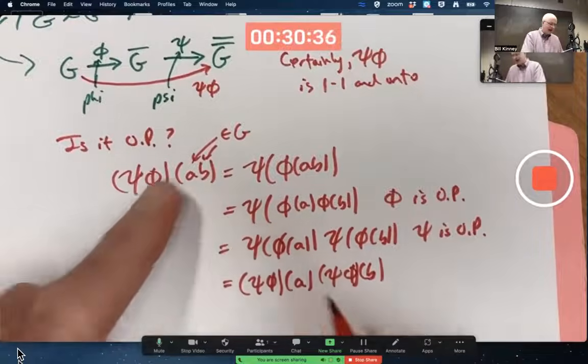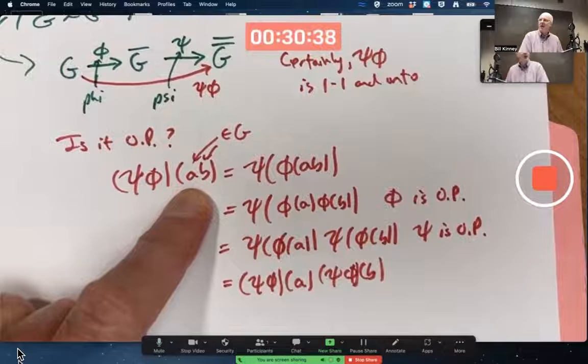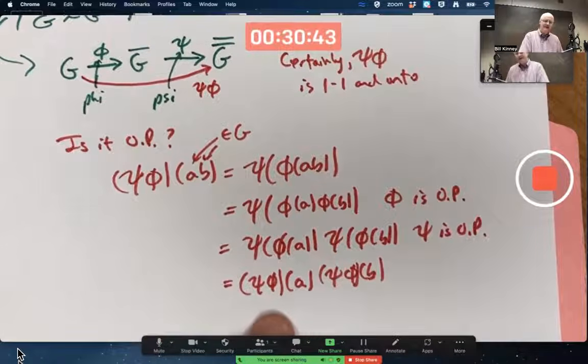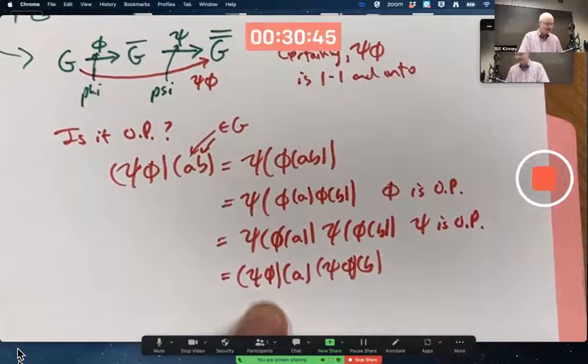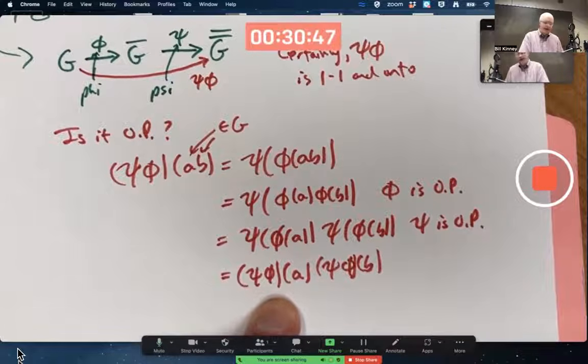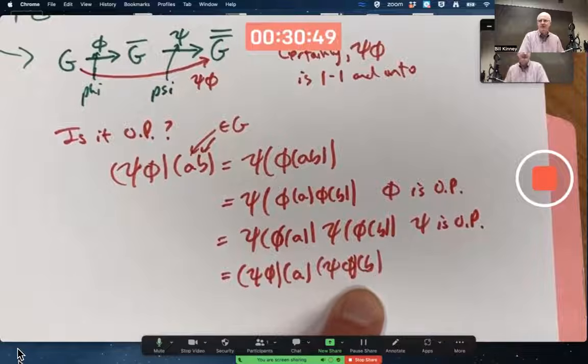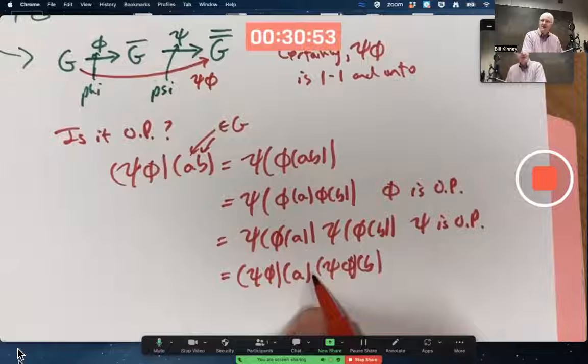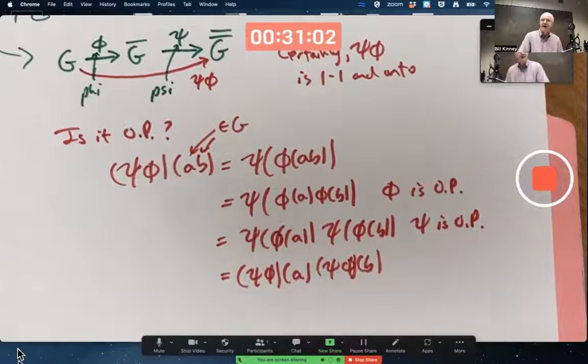This product AB is a product in G. This product, and I do mean product, psi composed phi of A times psi composed phi of B, the product there, if I was going to put a dot in there, I'd put it right there, is the product in G double bar. But this verifies that it's operation preserving.